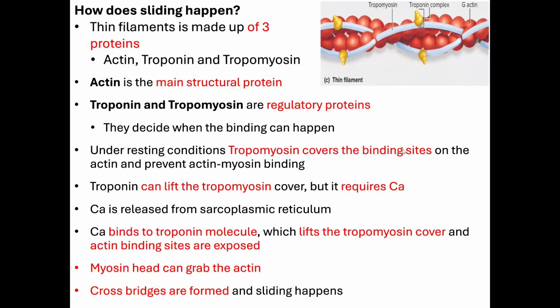So we're going back here. When the calcium binds to the troponin, troponin lifts the tropomyosin and the actin binding sites are exposed. The myosin will grab the actin filament, and this grabbing, when it attaches and grabs it and moves it, is called a cross bridge. So a cross bridge is formed that pushes the filament, and that's what we call the sliding filament theory.